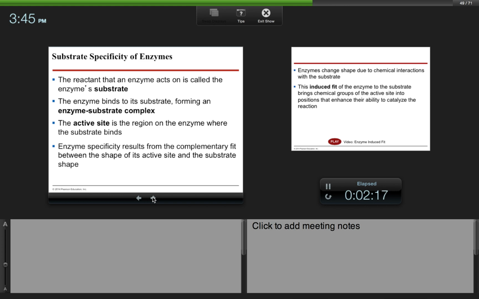The reactant that an enzyme acts on is called the enzyme's substrate. The enzyme will bind to its substrate, forming an enzyme-substrate complex. And then the active site is the region on the enzyme where the substrate binds. And remember that enzymes are very specific to their substrate.